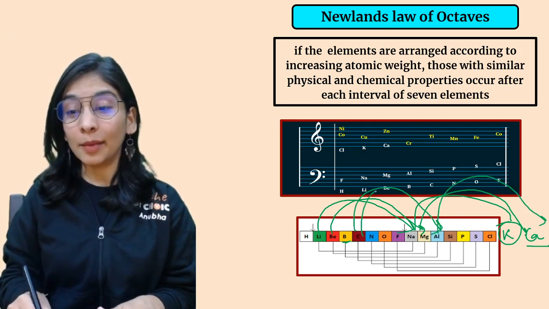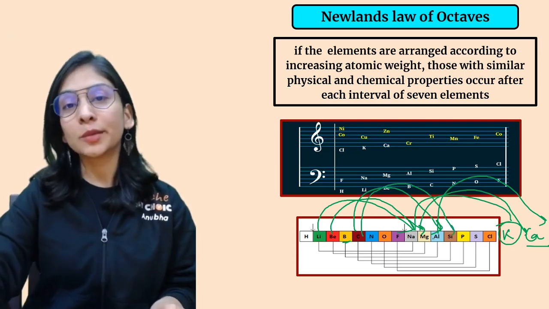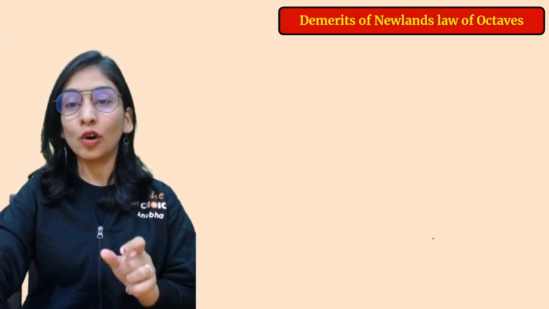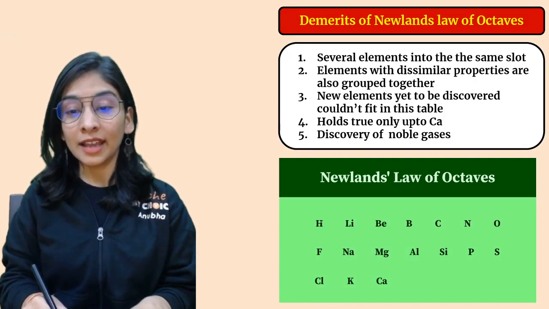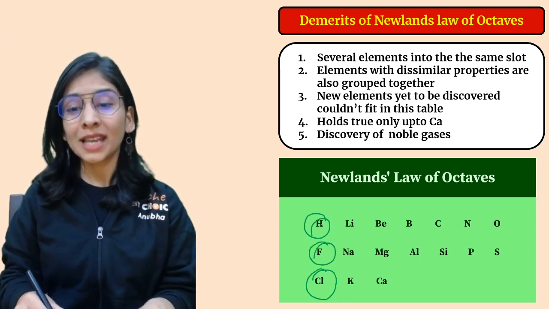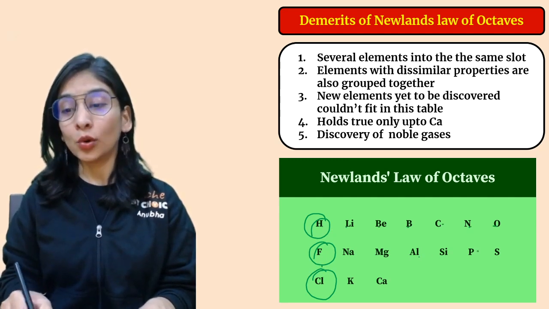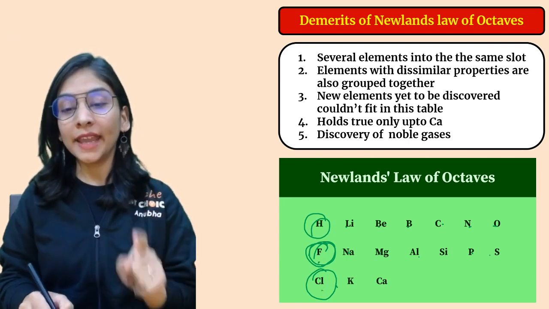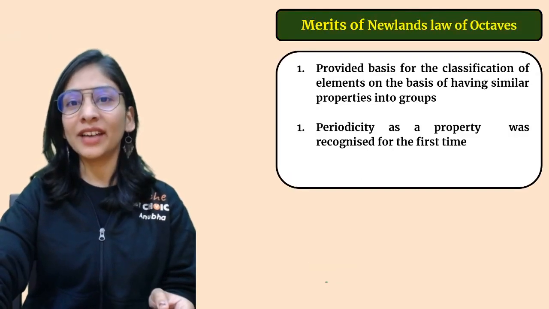Same with carbon. Carbon shows the property with silicon, not with the other elements in the same table, because the law was valid only up to calcium. Let me show you a very small part of the table that is written here. Look at this. Hydrogen, fluorine, chlorine, same property because they are coming at the eighth position. See, first, second, third, fourth, fifth, sixth, seventh, eighth. If I consider that element as the first element, the eighth will be the one that is going to have the same kind of property. But as I said, only valid up to calcium.